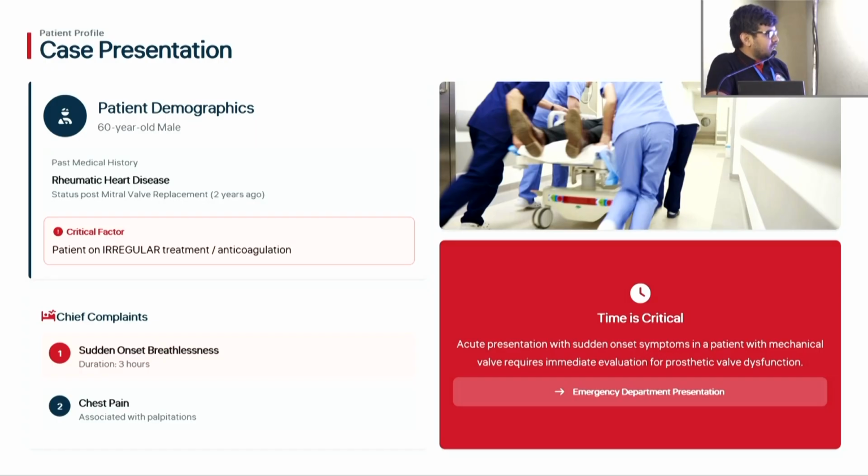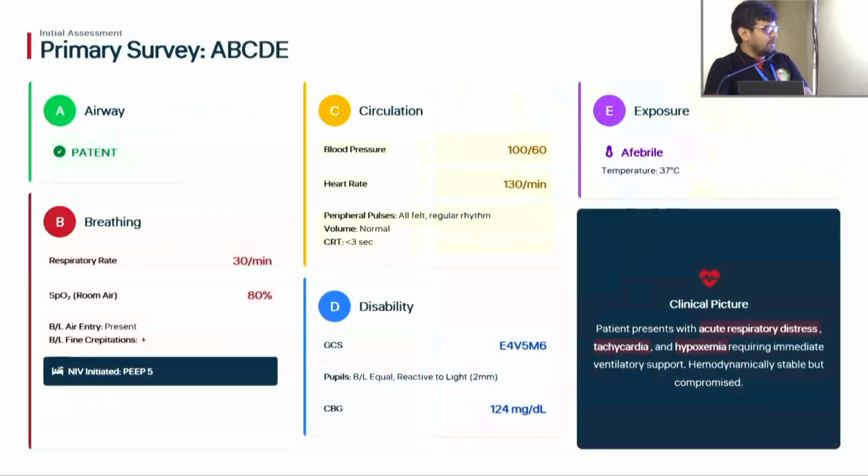So, an acute presentation with sudden onset symptoms in a patient with a mechanical valve required immediate evaluation because we might lose the patient. As far as emergency is concerned, we followed the ABCDE. Looking at breathing, the saturations were low and the patient had bilateral fine crepts, showing that the patient was having acute heart failure. So the patient was put on NIV with a PEEP of 5. His blood pressure was normal, but the patient was having tachycardia. His GCS was normal and the blood sugar levels were normal.